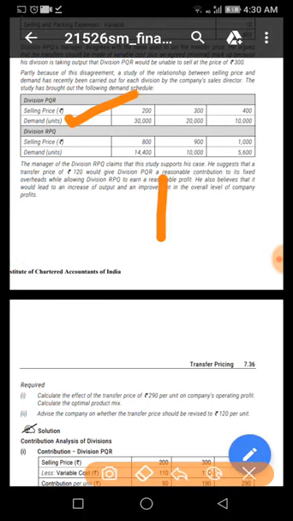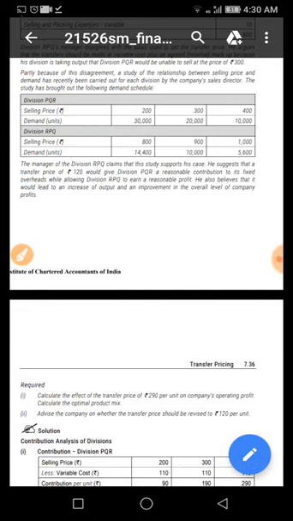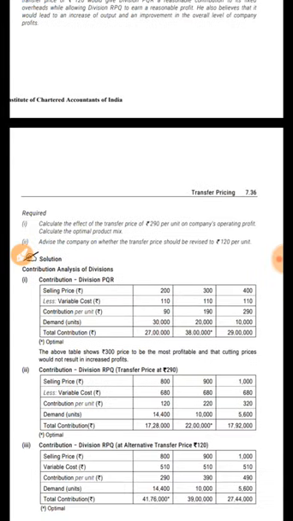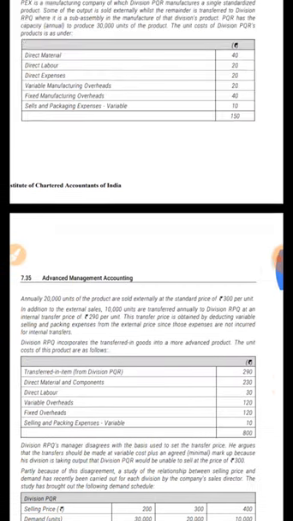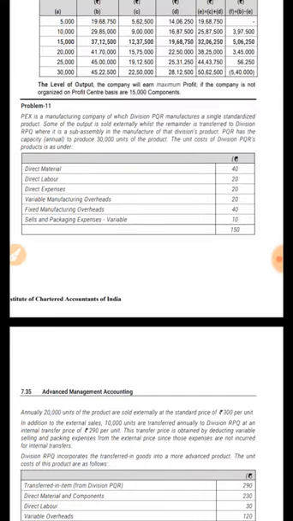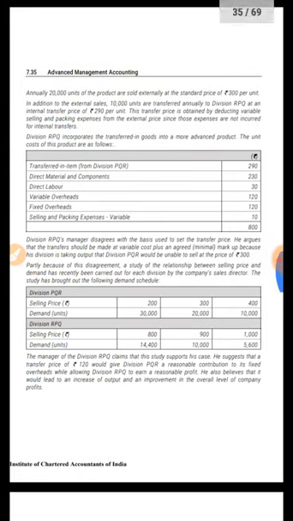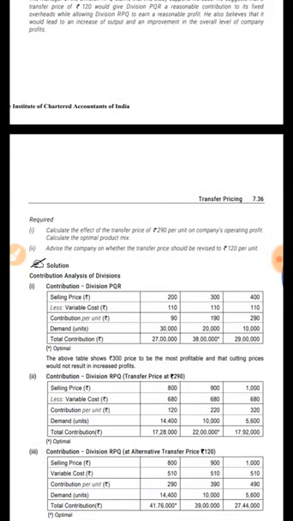This division PQR. Okay, so 200, 300, 400. Then variable cost rupees 110. 110 is where they got from here. See this 40 plus 20 plus 20 plus 20. Fixed manufacturing overhead we should not consider. Then this sales and packaging is included. So 4, 5, 6, 7, 8, 9, 10, 11. So 110 variable cost they have considered here. So if you deduct that, you'll get contribution per unit. Sales minus variable cost, obviously contribution.